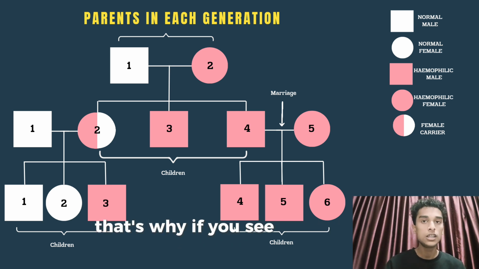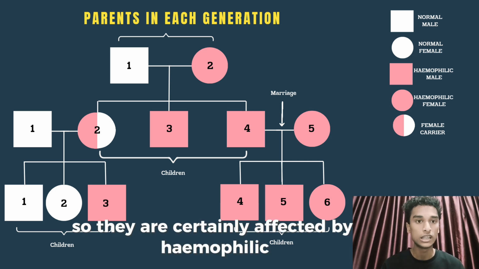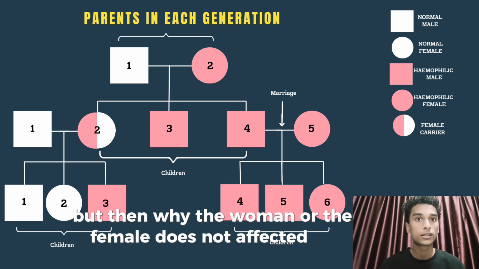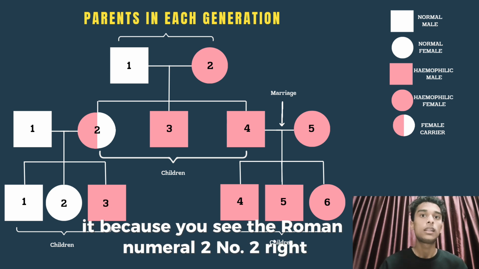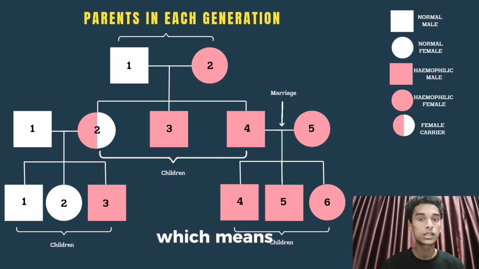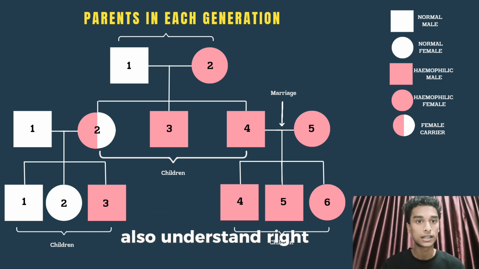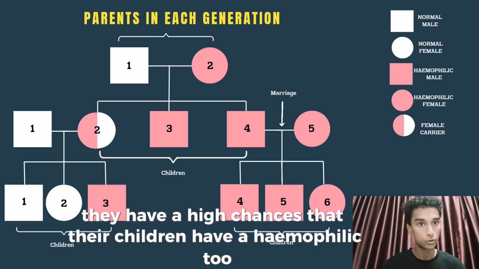That's why if you see in Roman numeral 2, the male persons, you see the shaded squares, are referred to as males that have hemophilia. So they are certainly affected by hemophilia. But then why is the woman, or the female, not affected by hemophilia? It's because, you see in Roman numeral 2, they are not affected, but they function as a carrier, which means they have the potential to transmit the disease to their children also. Understand, right? Which means there is a high chance that their children have hemophilia too.